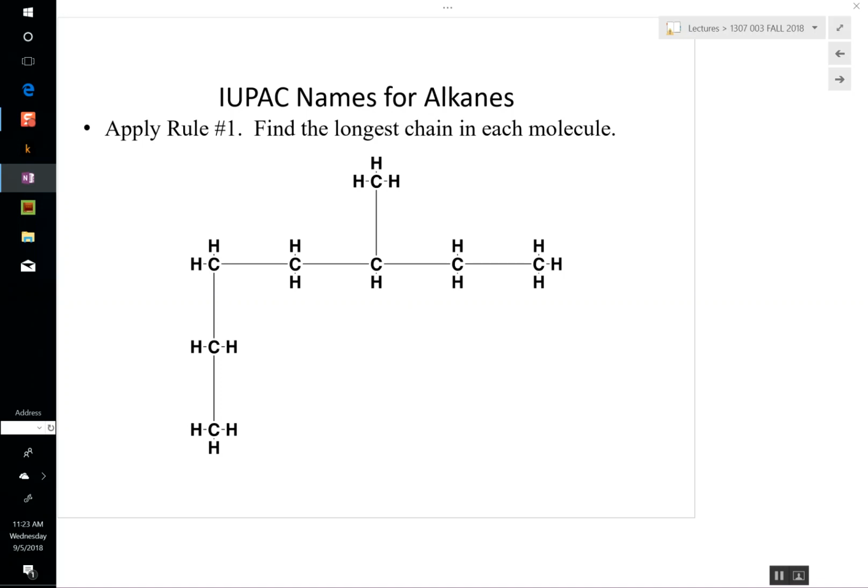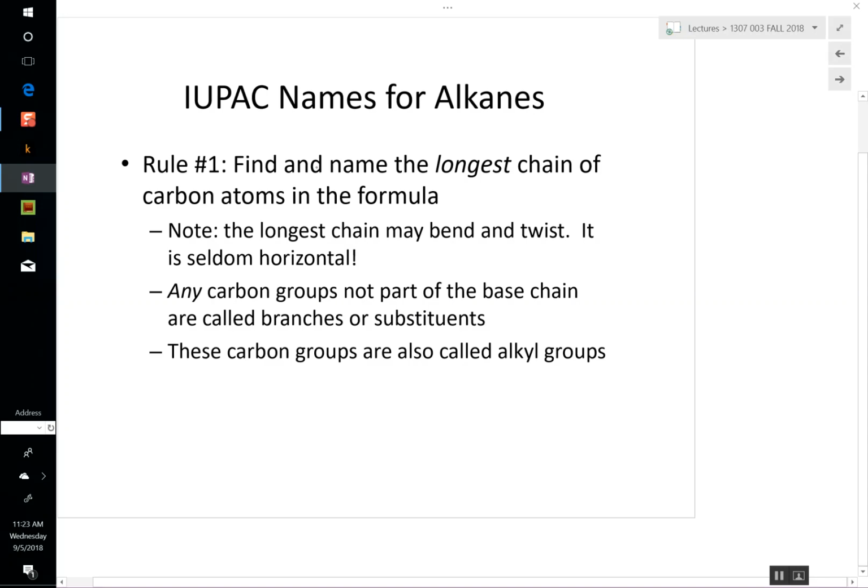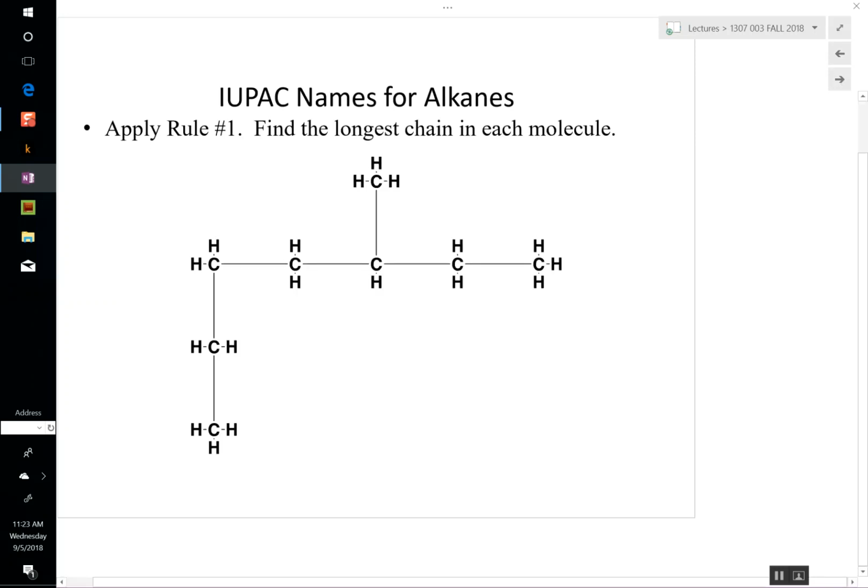And now let's see rule number 1 again. Find and name the longest chain of carbon atoms. So let's pretend for a moment that's not there. And we have an alkane which has 7 carbons. Heptane. We have not completely named this molecule, but what we have right now is the parent name of the molecule. It is a heptane. Let's see if we have another example.